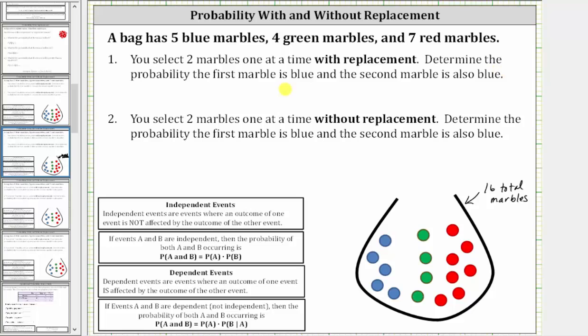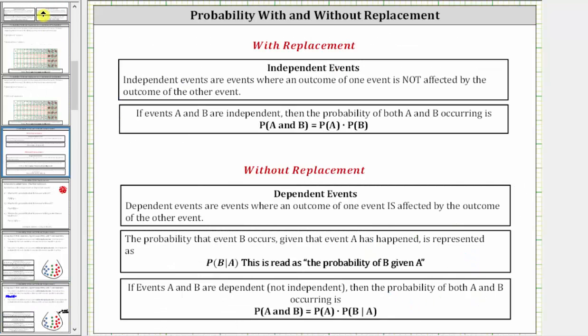Determine the probability the first marble is blue and the second marble is also blue. So if we let B equal the selection of a blue marble, we can say the probability is equal to the probability of B and then B again. And because the first marble is selected and then replaced back into the bag before the second marble is selected, the outcome of one event does not affect the outcome of the other, and therefore the two events are independent. Independent events are events where an outcome of one event is not affected by the outcome of the other event.